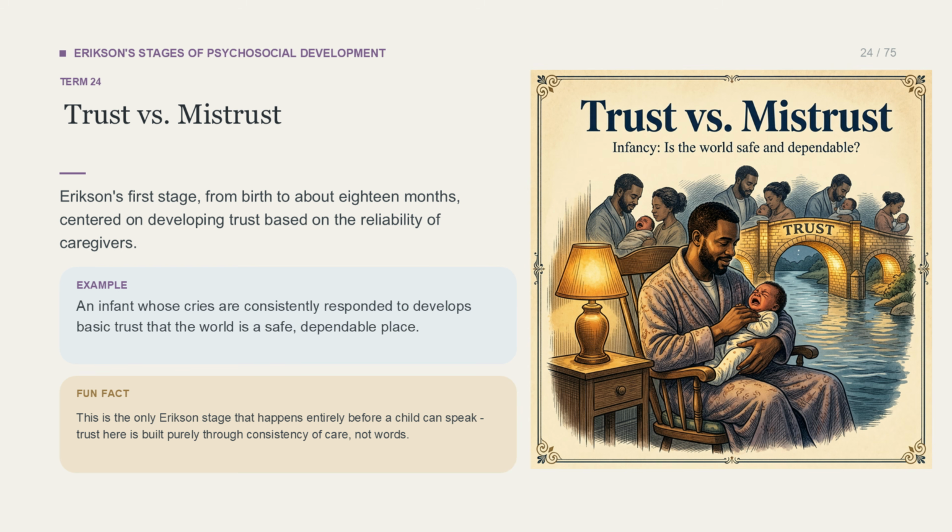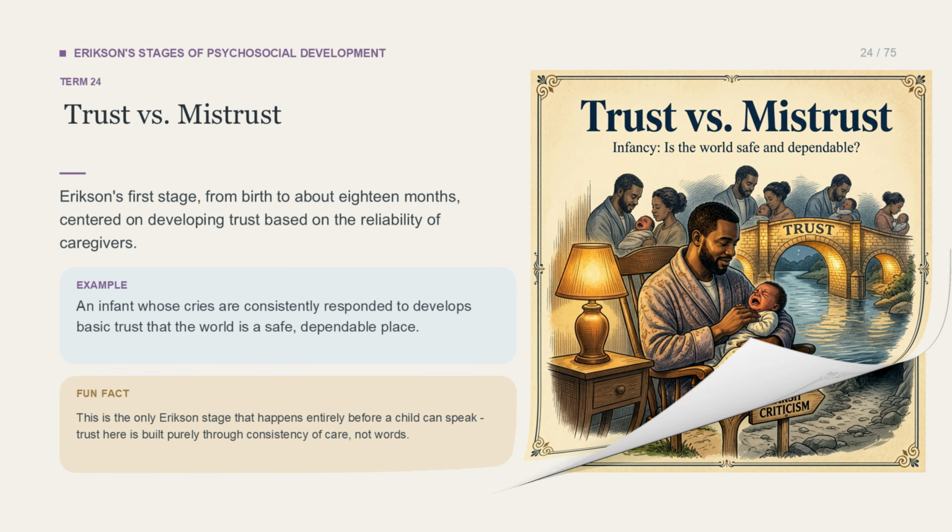24. Trust versus mistrust. Trust versus mistrust is Erikson's first stage, and it ranges from birth to about 18 months, and it is centered on developing trust based on the reliability of caregivers. For example, an infant whose cries are consistently responded to develops basic trust that the world is a safe and dependable place.